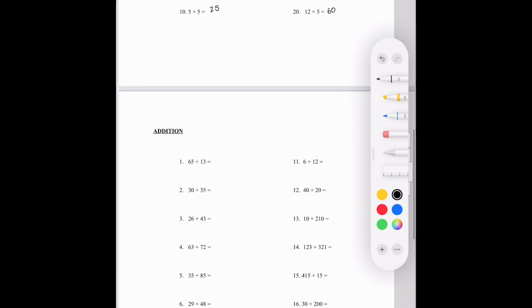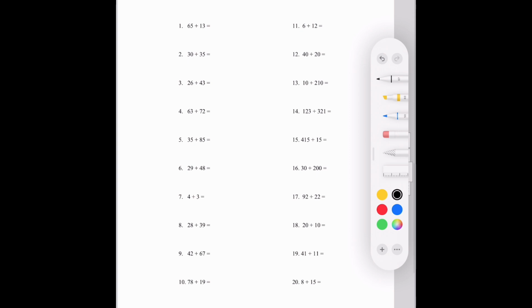And next, addition. Okay, so let's see. For number 1, we have 65 plus 13. So long addition, 65 plus 13. We're adding 1-digit numbers. 5 plus 3 is 8. 6 plus 1 is 7. So your answer is 78.